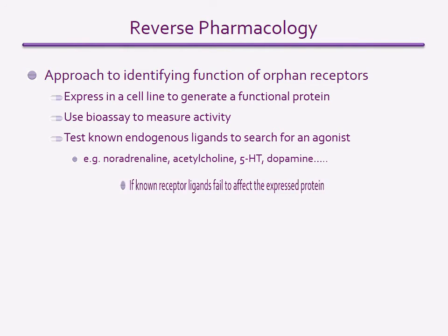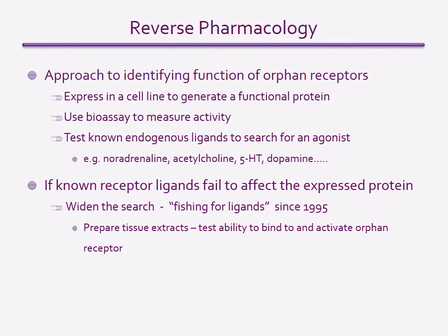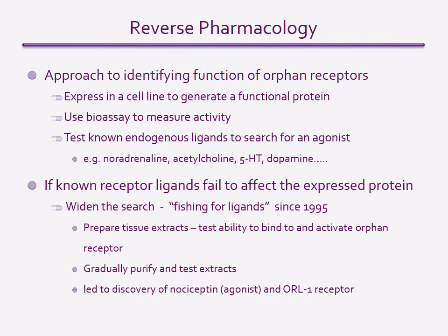It essentially involves fishing for ligands. Extracts are made of tissues in which the gene is expressed. The extracts are tested for their ability to produce a response, and gradually they're purified until the active ingredient is all that's left. The first successful classification of a receptor by this route was the ORL1 receptor and its agonist nociceptin. Being completely opposite to the classical pharmacological approach, this new gene-based strategy became known as reverse pharmacology.